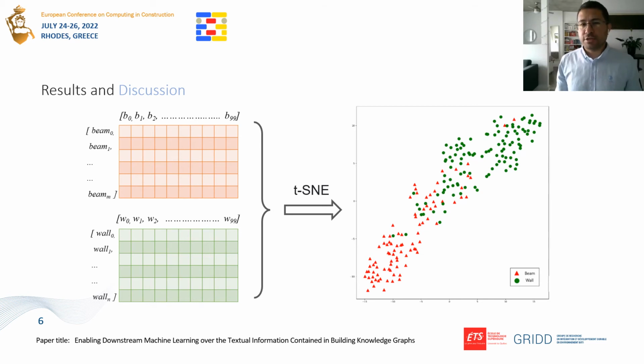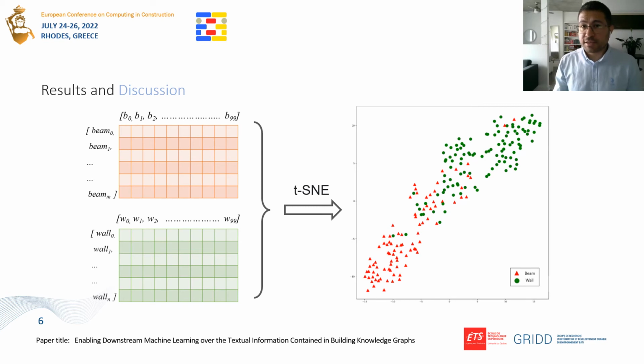One explanation has to do with the size of our training data. In fact, in these experiments, we used only the data from one individual building, which had about 200 instances of beam and wall elements combined together. But we did this on purpose.